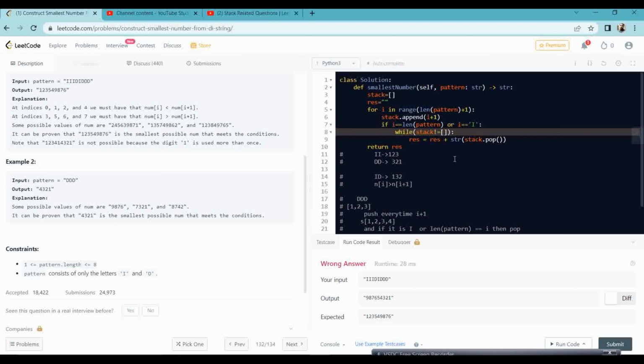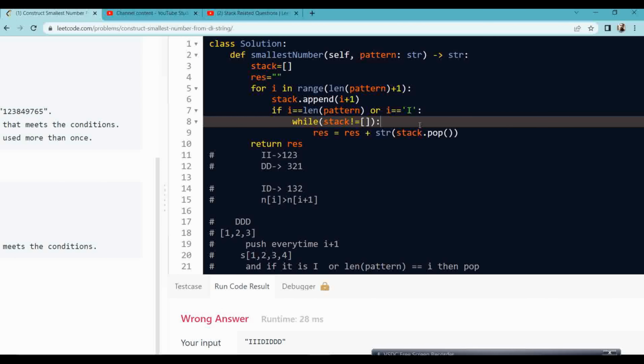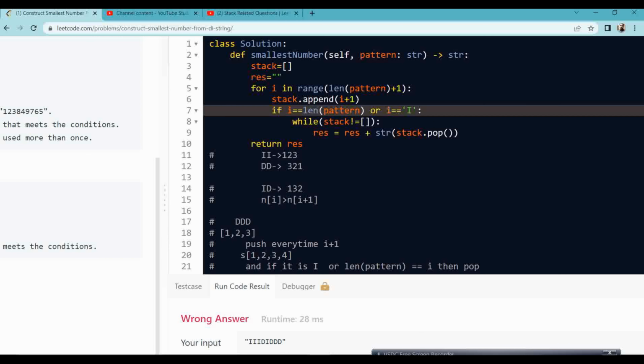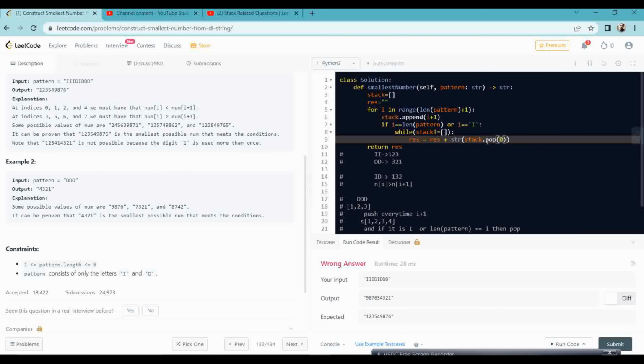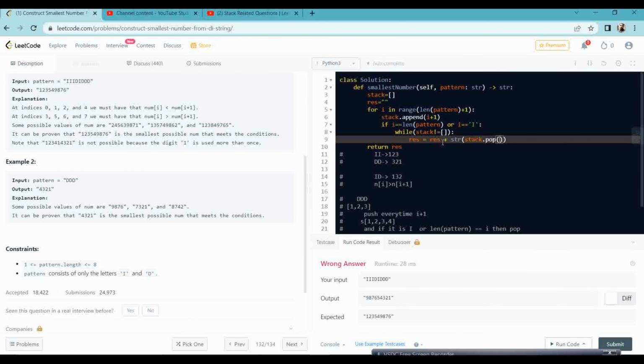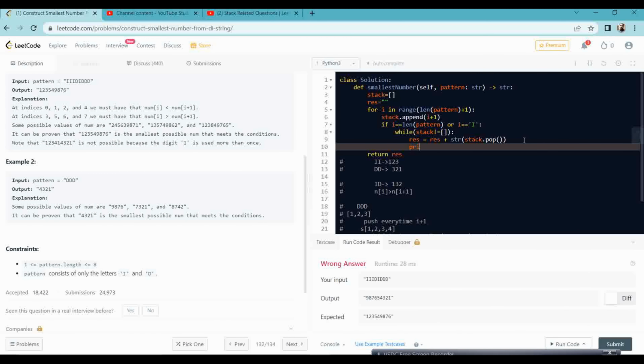So it is giving me the result in reverse order. How can we correct this one? So we are appending, and if I is equal to the length of pattern, or the index is equal to capital I, then I need to pop simply. So it will be the result, stack dot pop, 1 2 3. Let's figure out why it is giving this output.